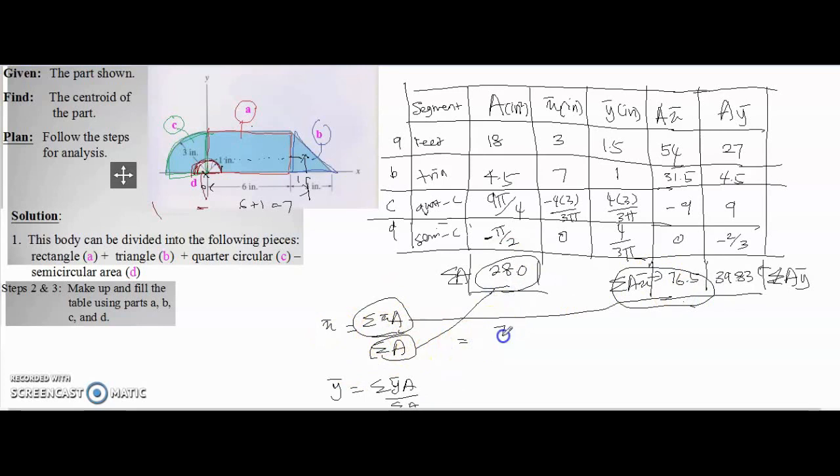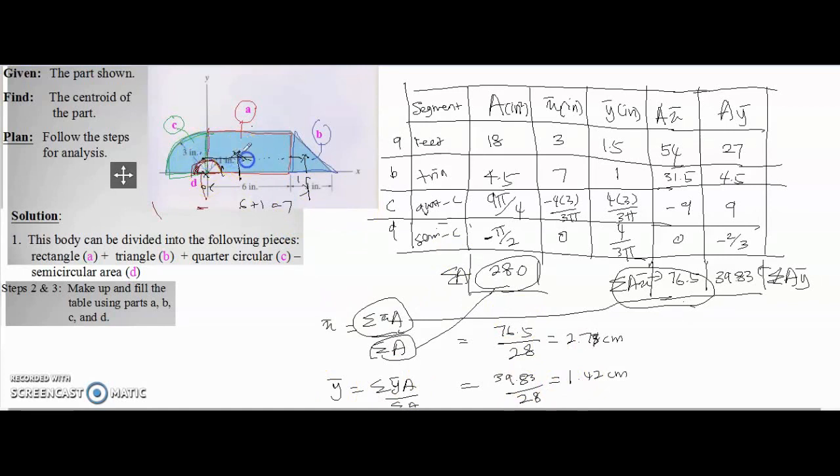So x bar is equal to 76.5 over 28, and y bar is 39.83 over 28. So this one is equal to 2.74 cm, and 1.42 cm. This one is 3, sorry. Okay, so this is the location of the centroid for the whole body, which is around 2 for x bar, and for y bar is 1.42. It's over here, somewhere here.